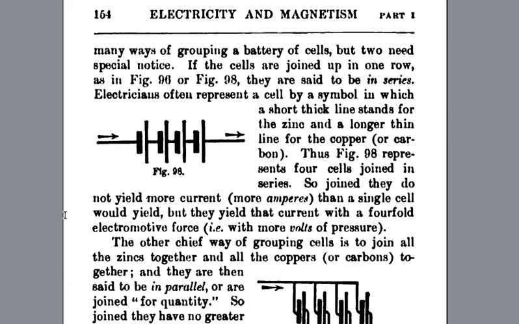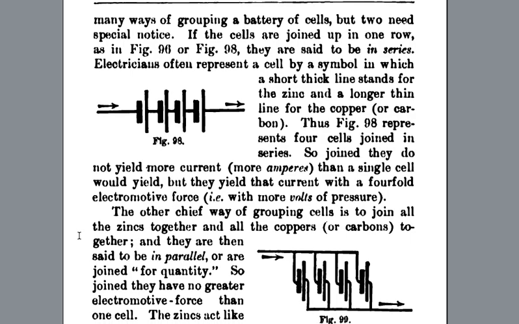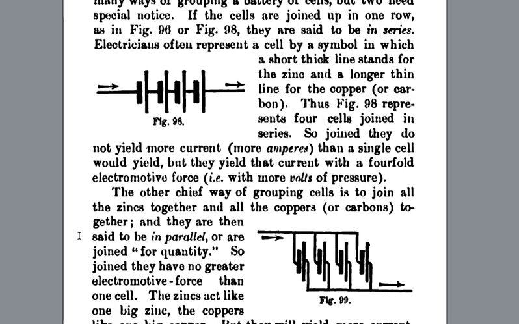There are many ways of grouping a battery of cells, but two need special notice. If the cells are joined up in one row, as shown in figure 98, they are said to be in series. Electricians often represent a cell by a symbol in which a short, thick line stands for the zinc and a longer, thin line for the copper, or carbon. Thus, figure 98 represents 4 cells joined in series. So joined, they do not yield more current, more amperes, than a single cell would yield, but they yield that current with a 4-fold electromotive force, that is, with more volts of pressure.